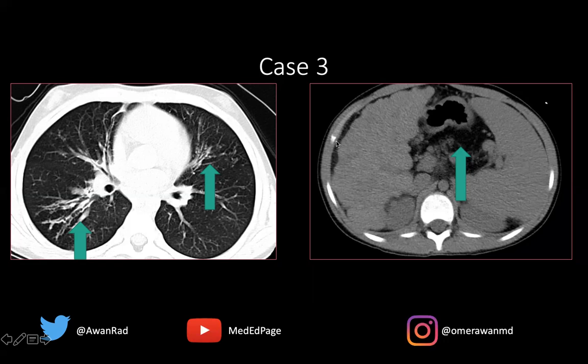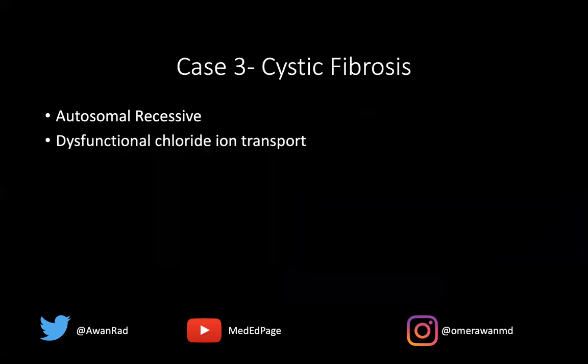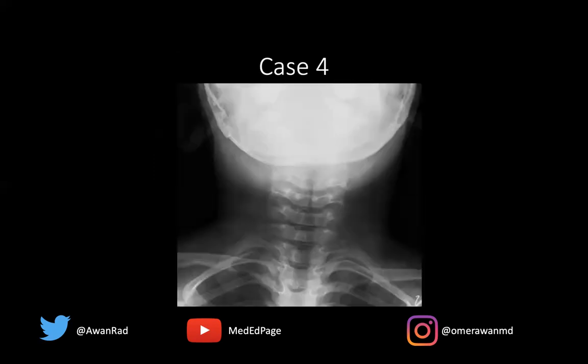There's also hepatosplenomegaly. There's a nodular contour to the liver that suggests cirrhosis. So all these findings combined are suggestive of cystic fibrosis, okay? Cystic fibrosis typically involves the upper lobes. It's an autosomal recessive disease, and the question is likely to ask you something about the dysfunctional chloride ion transport. But those are classic imaging findings in cystic fibrosis.